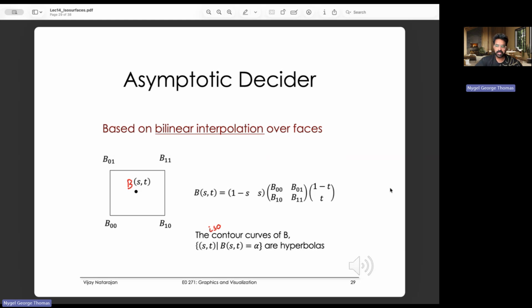To get an isocontour of B, we equate B of s,t to some alpha. And it happens that if you equate this to alpha, this will give hyperbolas.